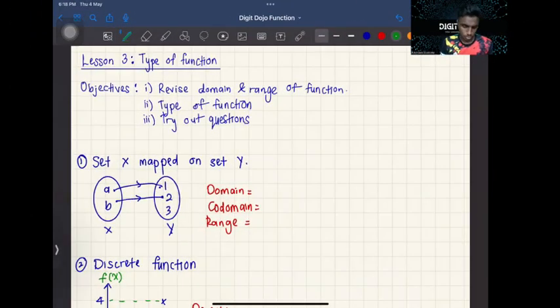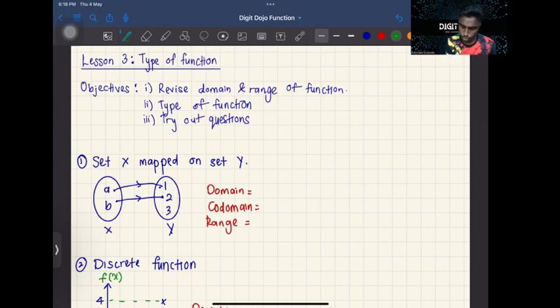All right, for today, we will be learning about lesson 3, in which we will learn about types of function, because there are two types of function. And before this, we have learned four types of relation. And we have to know that relation is different from function. Only two relations are a function. And I've told that one to one and many to one is a function. Okay, in this lesson, we'll be learning about types of function.